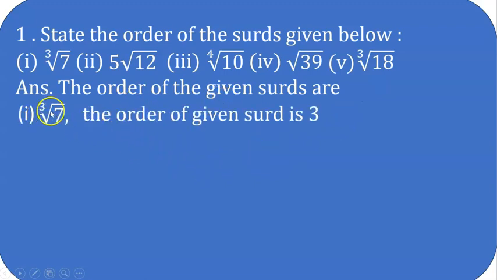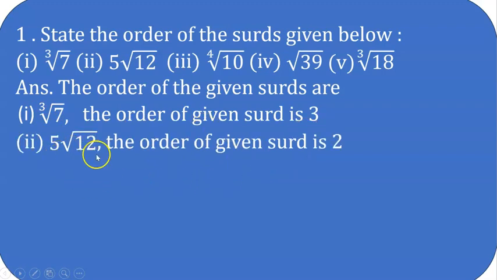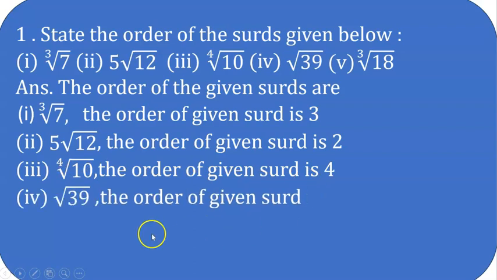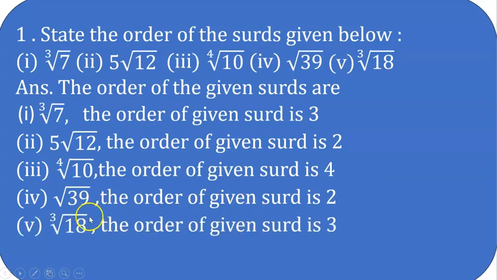The order of the given surds are as follows. First, cubic root of 7: the order of the given surd is 3. 5 root 12: the order of this surd is 2. Fourth root of 10: the order is 4. Root of 39: the order is 2. Cubic root of 18: the order of this surd is 3.